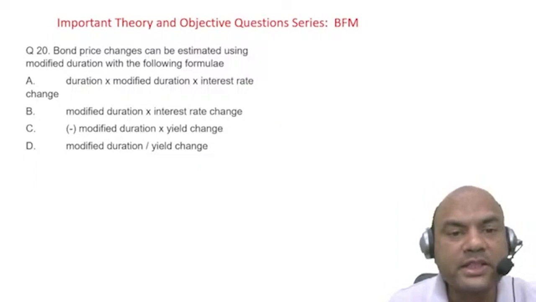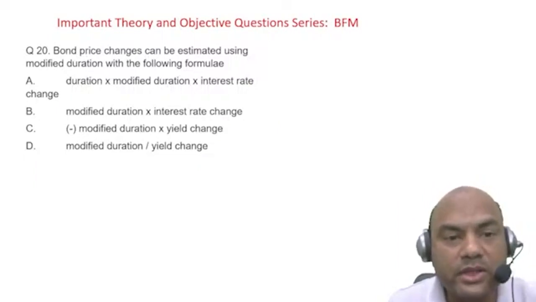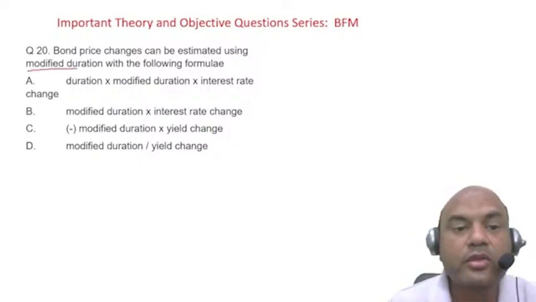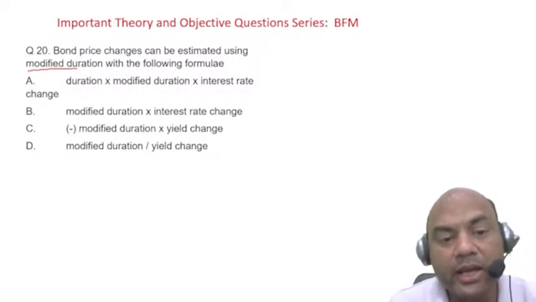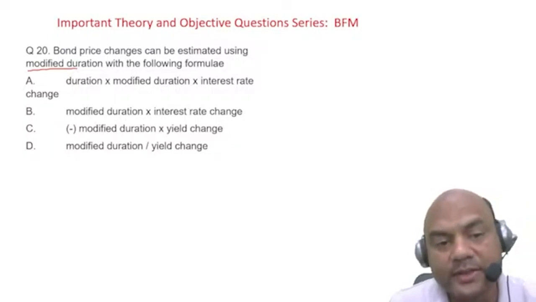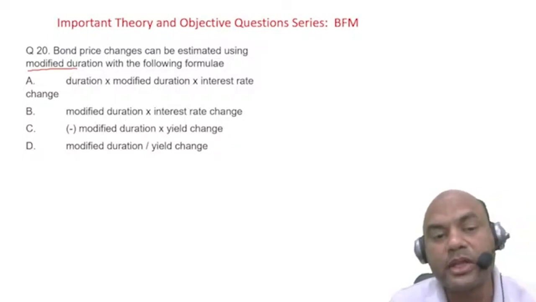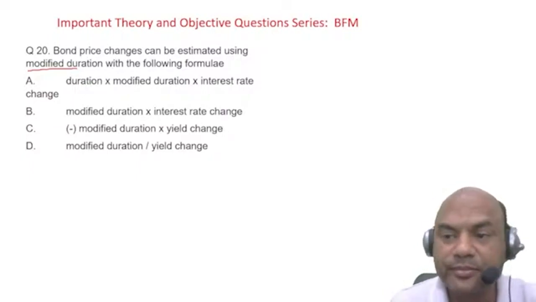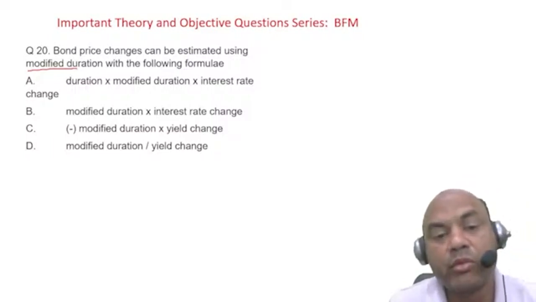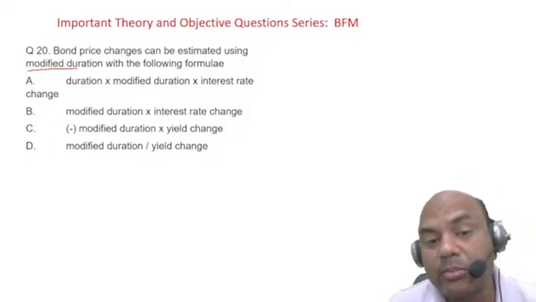Bond price changes can be estimated using the modified duration with a formula. So what is the modified duration formula now? Modified duration into interest rate changes. Minus modified duration into yield change. So what is the answer now? We are calling it bond price change.